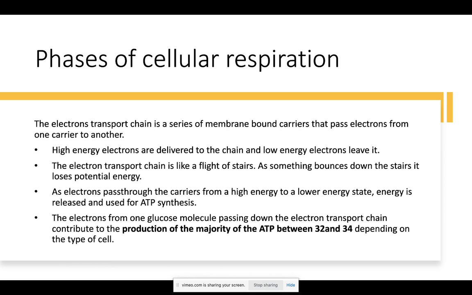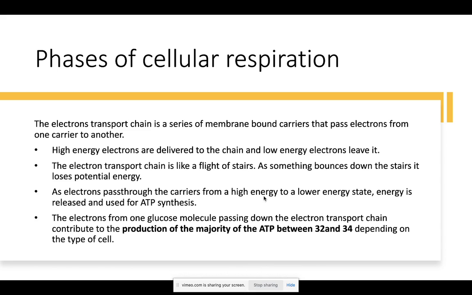There's a bunch of writing here that you can read. The electron transport chain is a series of membrane-bound carriers that pass electrons from one carrier to another. So after we have this production of ATP, and we have the transfer of electrons within the citric acid cycle, the electrons will then be transported over to this electron transport chain, where you're going to have a bunch of high-energy electrons being delivered to different carriers, and it's through the transfer of these from a high energy carrier to a low energy carrier that we're going to produce this ATP.